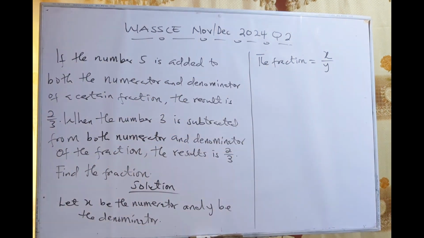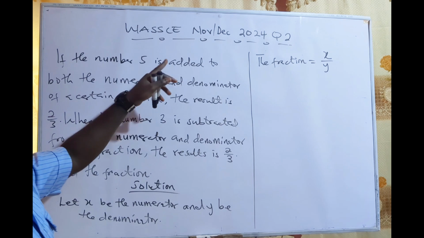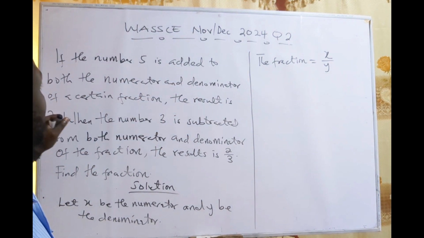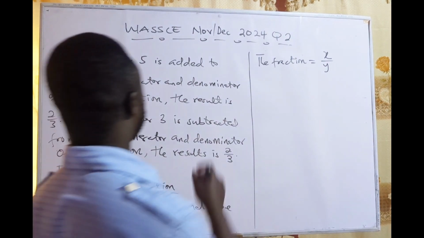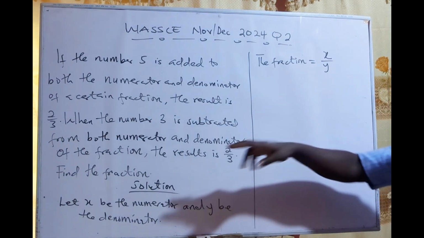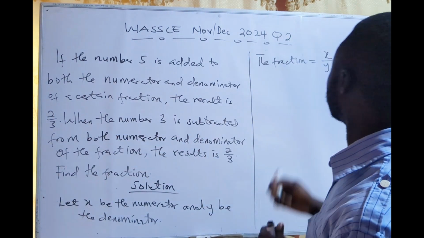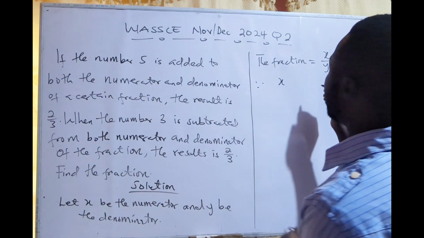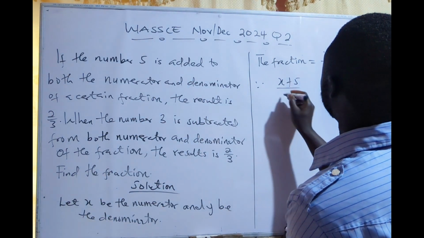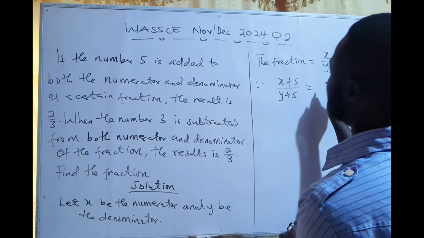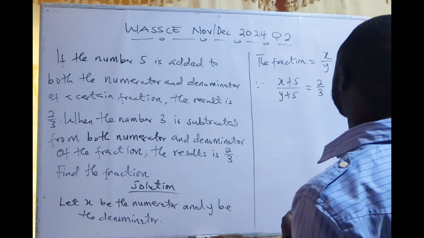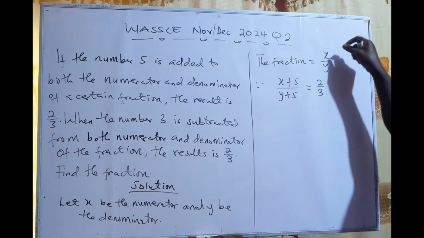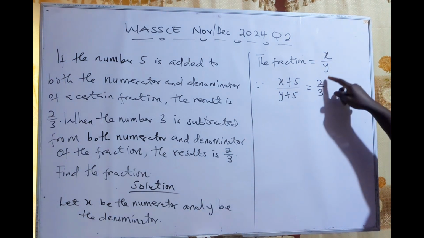And the question says that if the number 5 is added to both the numerator and the denominator, the result is 2/3. So if we add 5 to the numerator and the denominator, we are going to get 2/3. So x plus 5 divided by y plus 5 gives me 2/3. This is what we have for the first statement.